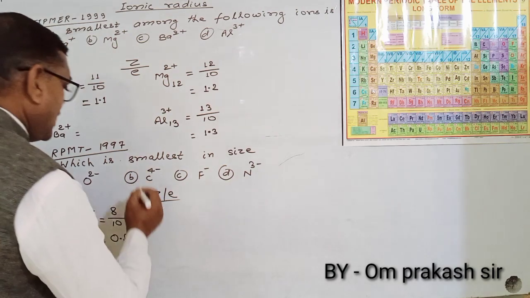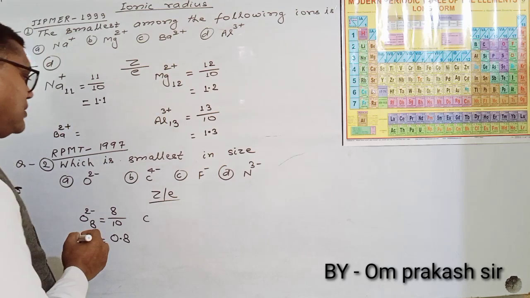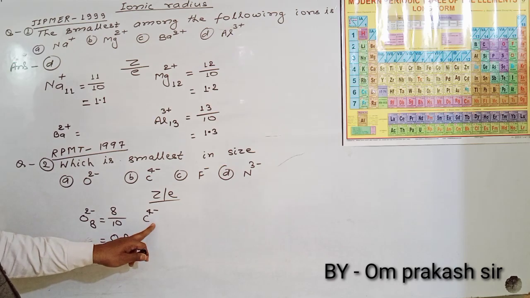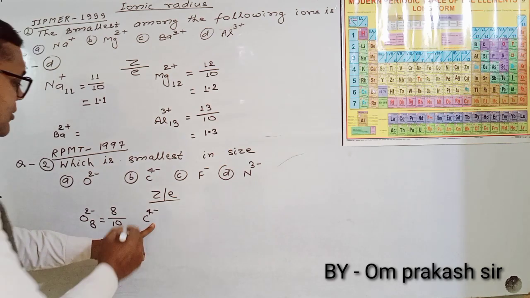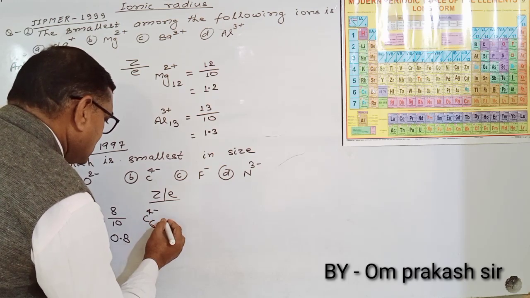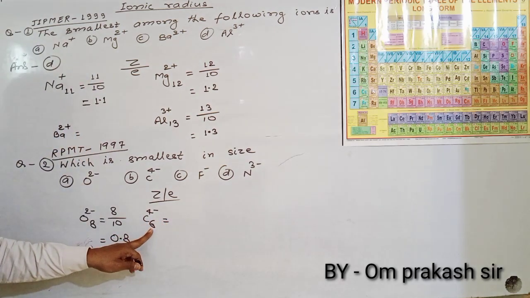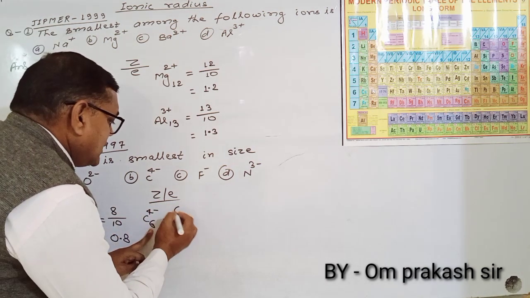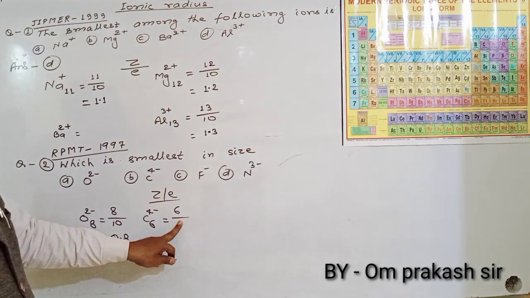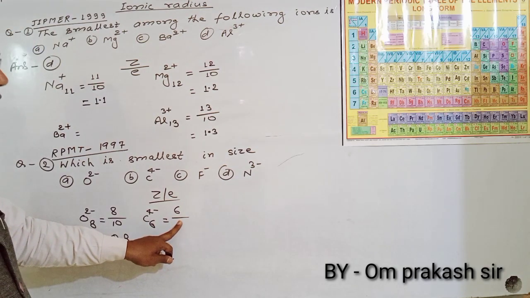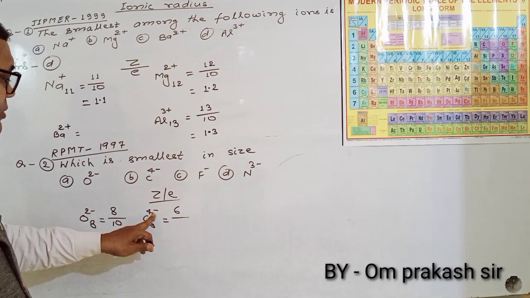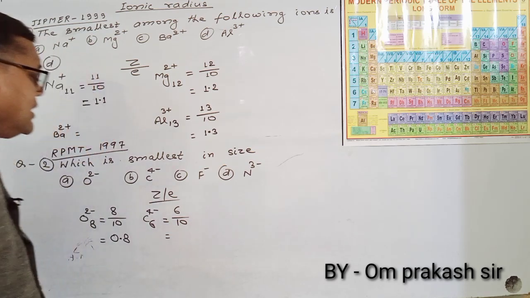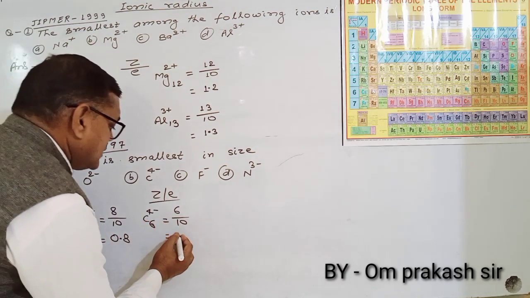Now we calculate Z upon E value of C 4 negative charge. Here we write atomic number of carbon, which is 6. 6 is the value of Z. Here we write the value of E in carbon: 6 plus 4, we get 10. We divide 6 by 10, we get 0.6.